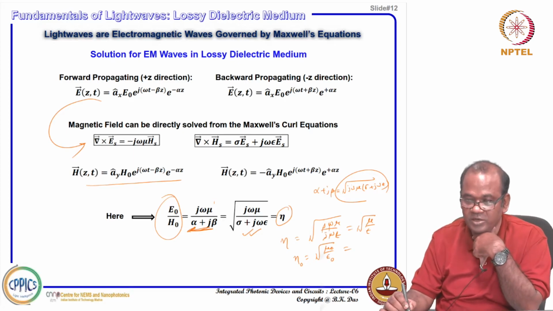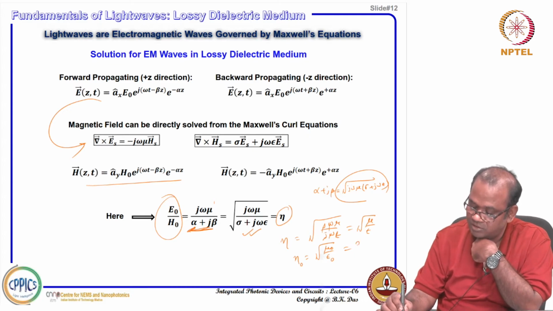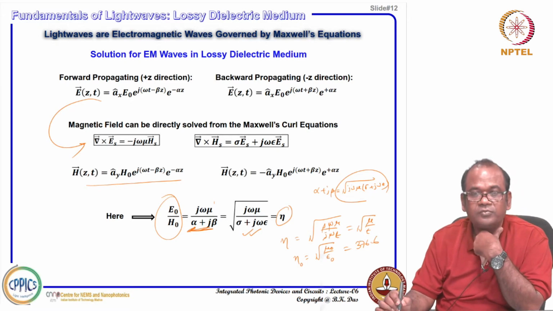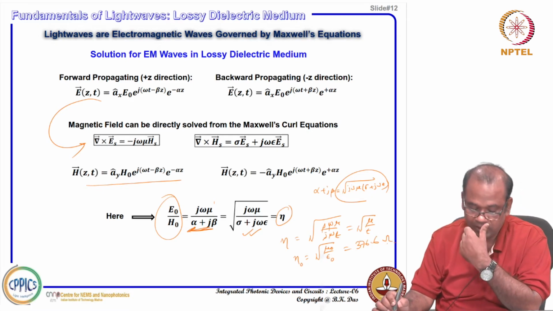Mu 0 is 4 pi into 10 to the power minus 7 Henry per meter, and then you get about 377, that is ohm. So that is what we know.